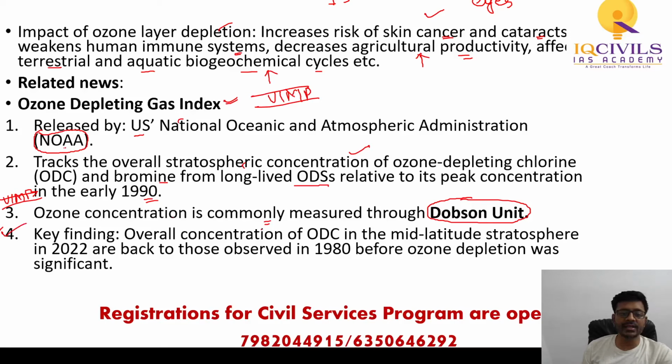What are the key findings? Overall concentration of ozone depleting substances in the mid-latitude stratosphere in 2022 are back to those observed in 1980, before ozone depletion was significant. Means the ozone layer is healed.